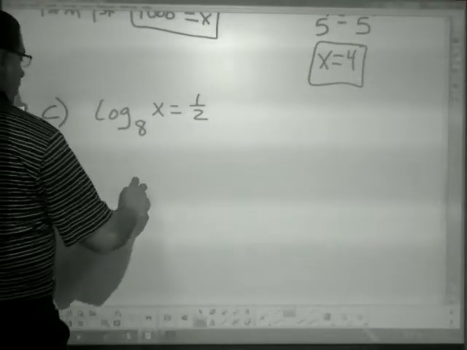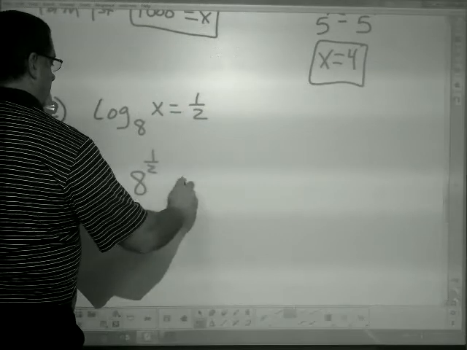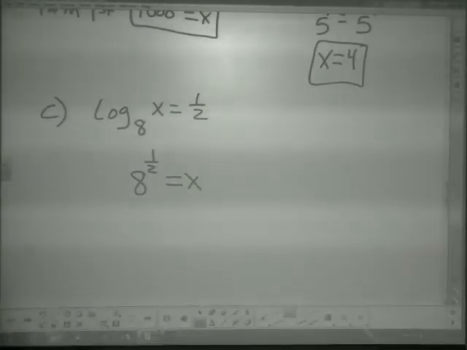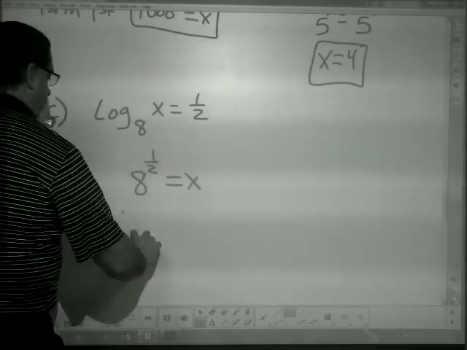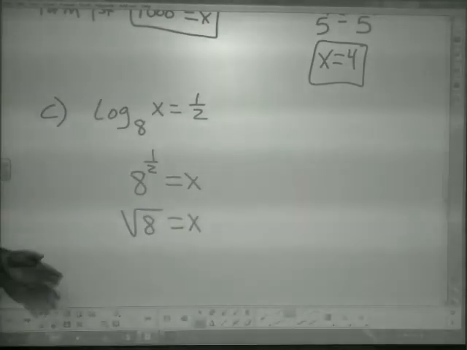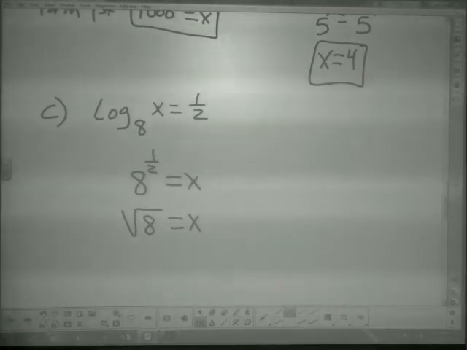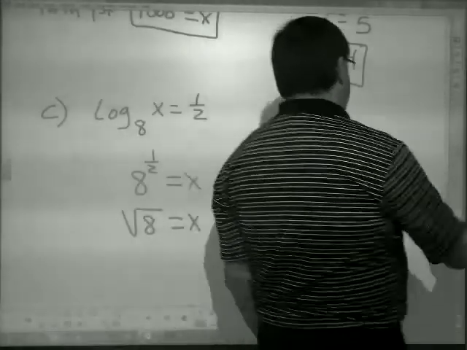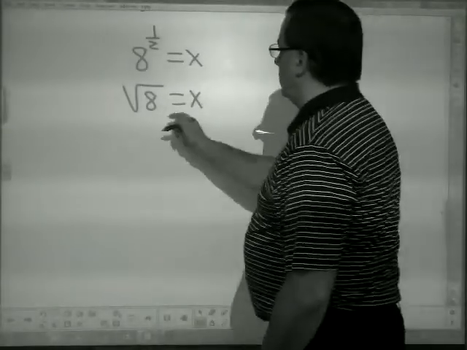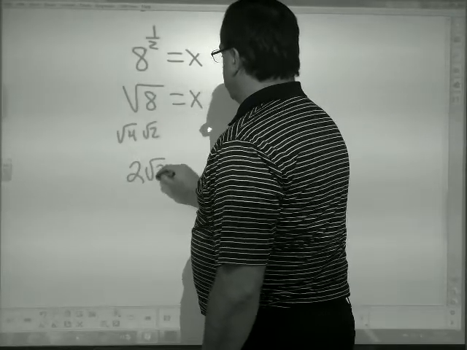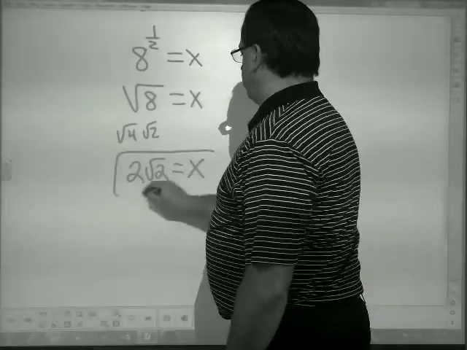Again, get rid of the word log. Trade exponent and answer. 8 to the half power. If you remember from last chapter, half power means the square root of. The square root of 8 is not a rational number, it's irrational, but I can simplify it, and I have to simplify it when possible. And so again, this is the square root of 4 times the square root of 2, this is 2 square root of 2. And there's your answer.